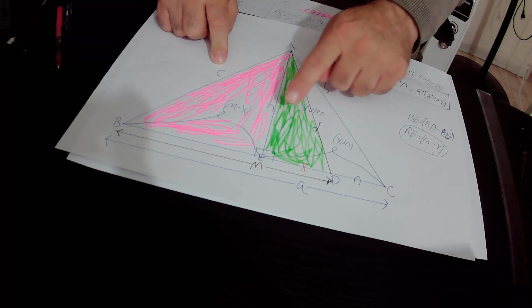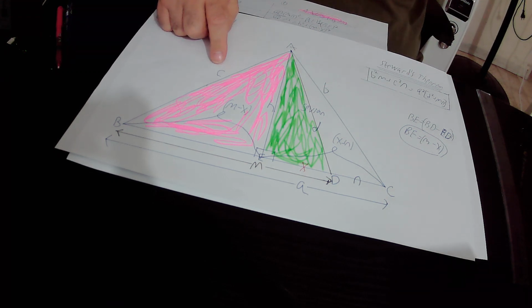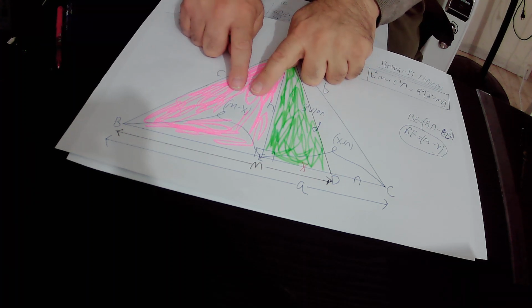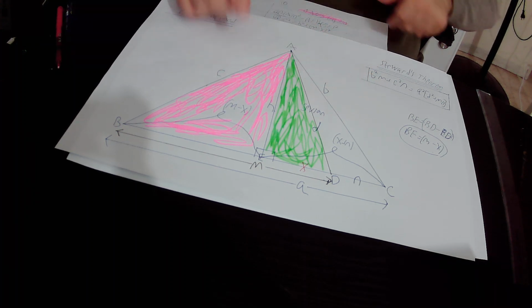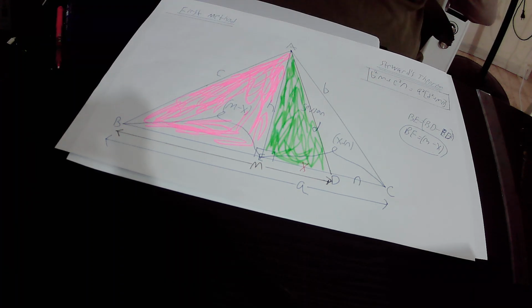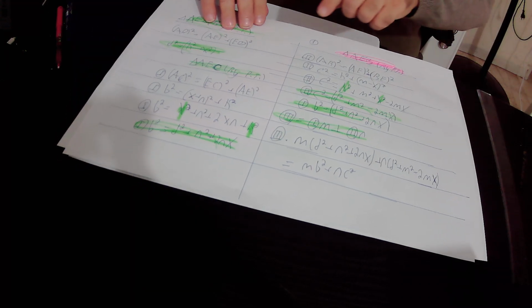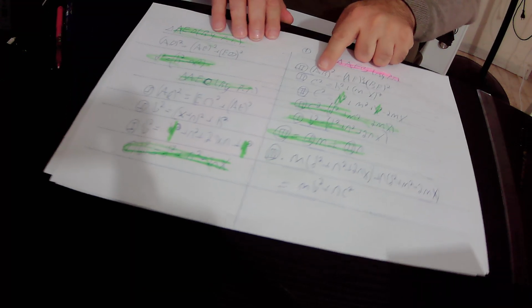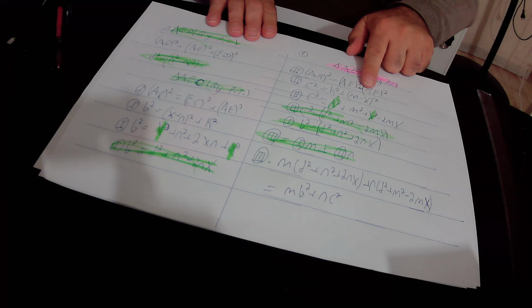AE equals H units in its length. And finally, EC equals M minus X units in length. Therefore, we get that according to the Pythagoras theorem, C squared equals H squared plus (M minus X) squared.